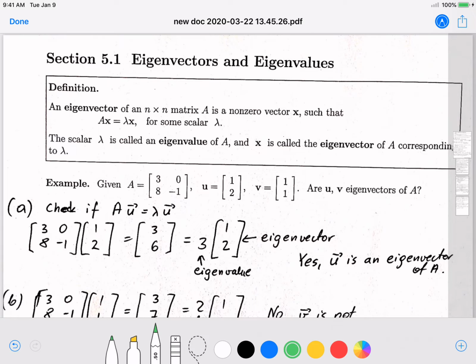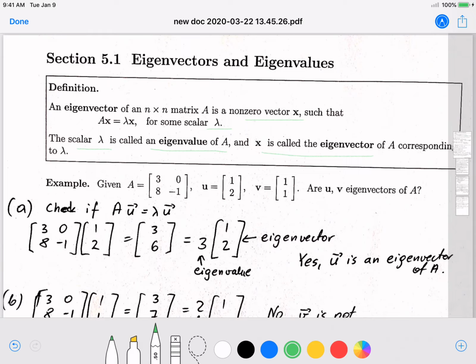Eigenvectors and eigenvalues. So we start with the definition. An eigenvector of an n by n matrix A is a non-zero vector x such that Ax is equal to lambda x for some scalar lambda. So we have a non-zero vector. Only an eigenvector can be a non-zero vector. And lambda is nothing else but just some kind of number. So the scalar lambda is called the eigenvalue of A, and x is called the eigenvector of A corresponding to lambda.